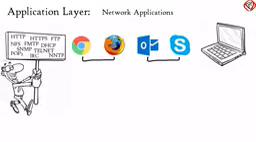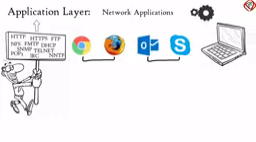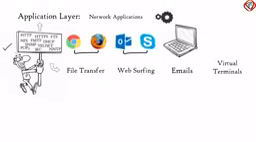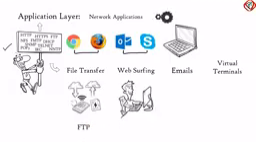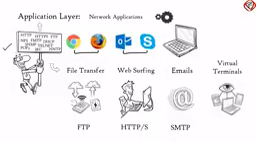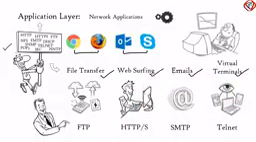There are dozens of application layer protocols that enable various functions at this layer. All these protocols collectively form the application layer. These protocols form the basis for various network services like file transfer, web surfing, emails, virtual terminals, etc. File transfer is done with the help of the FTP protocol. Web surfing is done with the help of HTTP or HTTPS protocol. For emails, the SMTP protocol is used, and for virtual terminals, Telnet is used. So, the application layer provides services for network applications with the help of protocols to perform user activities.